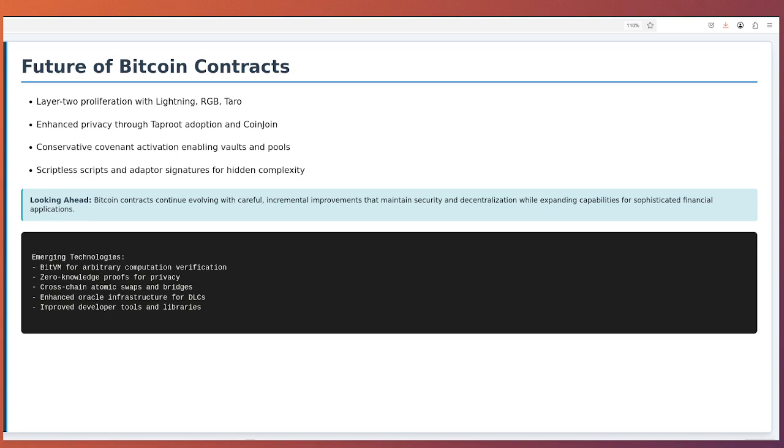Research continues on zero-knowledge proofs for Bitcoin, potentially enabling privacy-preserving smart contracts. Cross-chain atomic swaps and interoperability protocols will connect Bitcoin with other networks. Developer tools and libraries will make Bitcoin contract development more accessible. The BitVM proposal suggests ways to enable arbitrary computation verification on Bitcoin through a different paradigm. All these developments maintain Bitcoin's core principles while expanding its capabilities, demonstrating that Bitcoin can evolve to support sophisticated applications without compromising its foundation as secure, decentralized digital money.